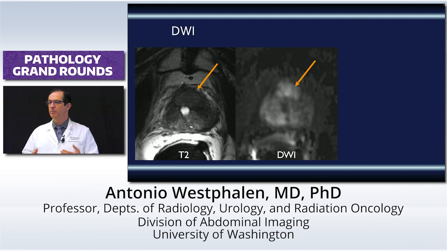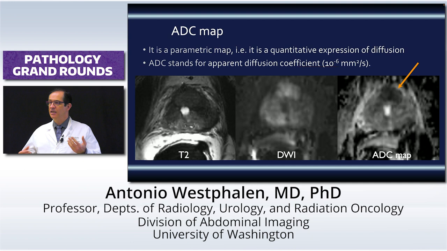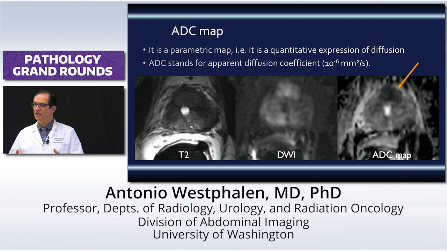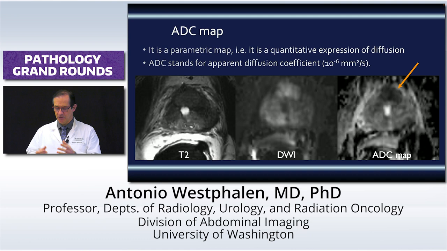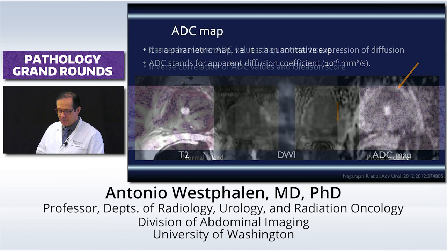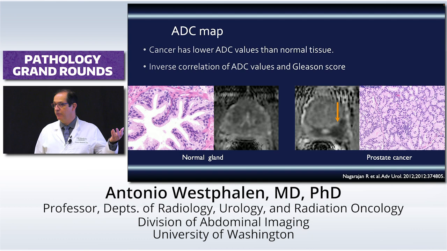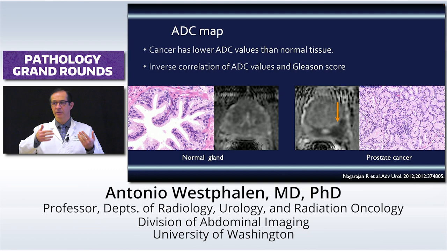And then we have what we call the ADC map. ADC stands for apparent diffusion coefficient, and it's nothing but a more objective assessment of diffusion. We can try to quantify how much restriction there is in that particular tissue. Why does that matter? It matters because it's been shown that those numbers are inversely correlated to Gleason score. So there are studies that show that we can predict a tumor that's high grade versus a lower grade tumor based on this type of finding.